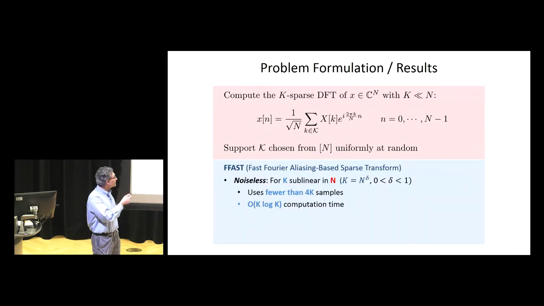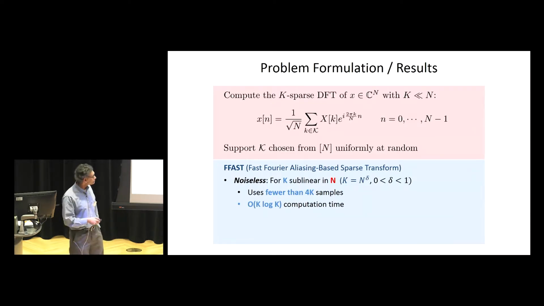And the result is that there is a fast Fourier aliasing-based sparse transform, which I'll talk about, where k is n to the delta, so delta is my sublinearity parameter, between 0 and 1. You can show that, of course, there are many caveats on when it holds, but I'm going to skip those here. I just want to give you an overview. So it uses fewer than 4k samples for delta up to 0.999 or something, essentially the entire range. And most surprisingly, the computation time doesn't depend on n for the noiseless case. So it's just k log k.